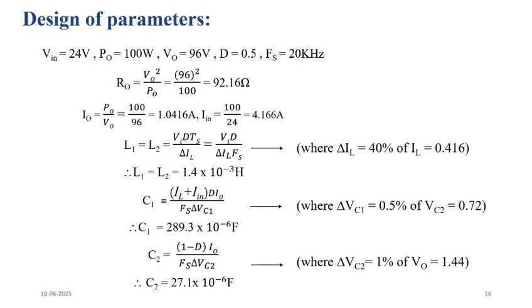These are the design parameters. We have taken the input voltage as 24 volts, output power as 100 watts, output voltage as 96 volts, duty ratio as 0.5 and switching frequency as 20 kilohertz. We got the output resistance as 92.16 ohms, output current as 1.0416 amperes and input current as 4.166 amperes.